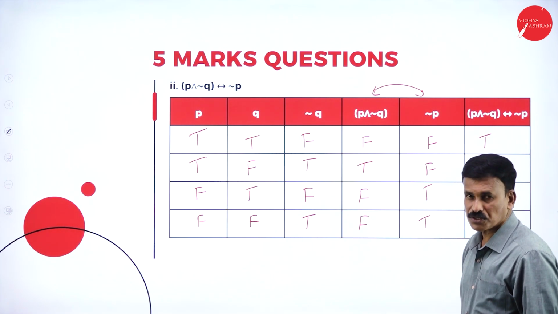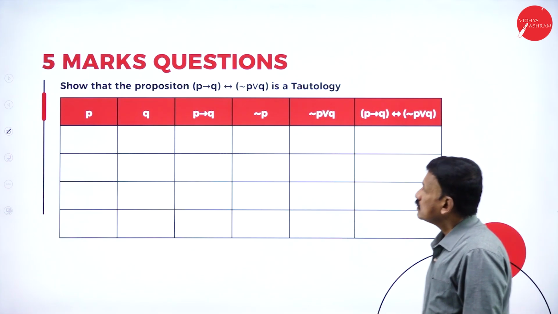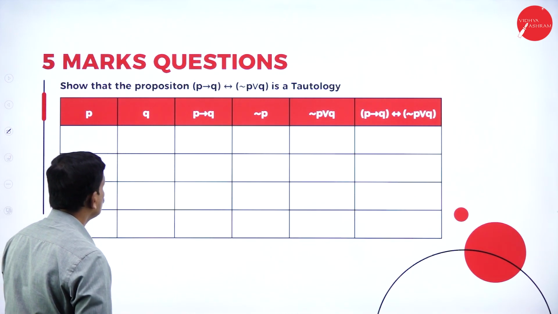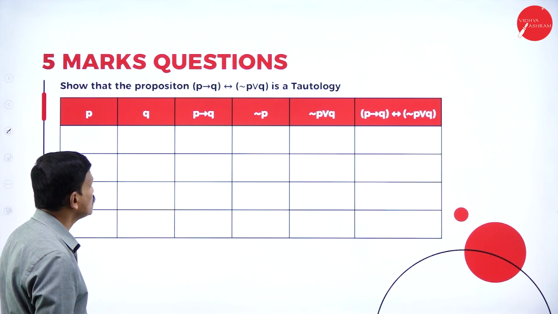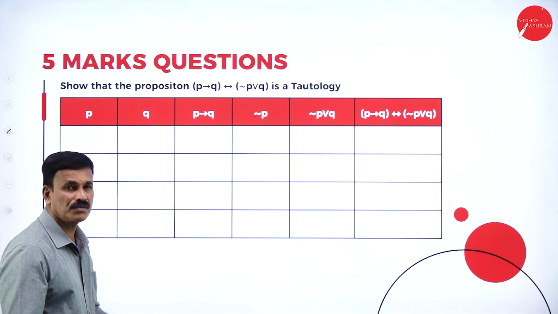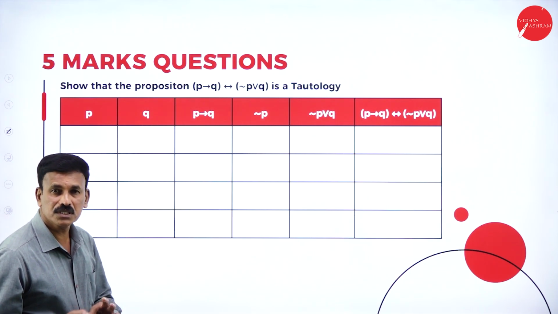This is also a 5-marker question. Now let us take the next 5-marker question. Show that the proposition (P → Q) ↔ (¬P ∨ Q) is a tautology. So verify whether this is a tautology or not.